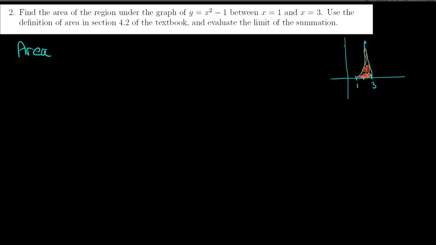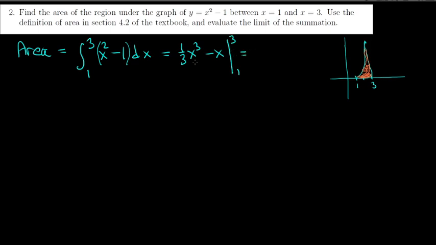Right? And you should know that the easy way to do this, of course, is just to calculate the definite integral from 1 to 3 of x squared minus 1. So why don't we just go ahead and use the shortcut, right? By the fundamental theorem of calculus, we find an antiderivative of x squared minus 1, and that's going to be 1/3 x cubed minus x. And then we evaluate it at 1 and 3, and then just subtract, right?